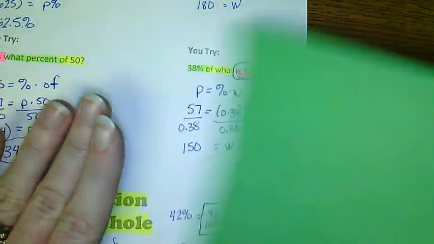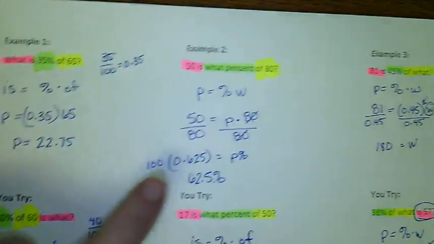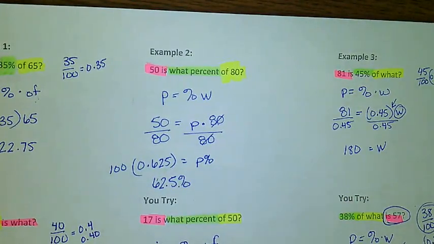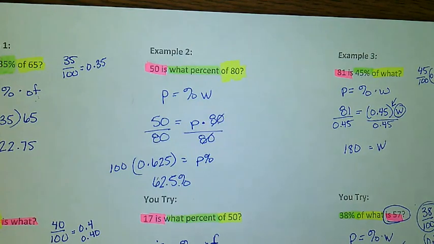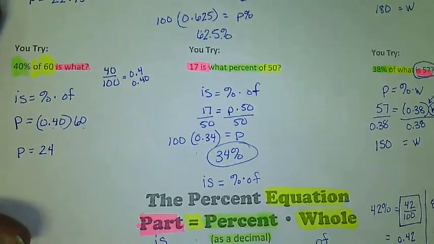So guys and gals, you now have a completed example of all three types: missing part, missing percent, missing whole, that you can use on an assessment. Good job. And then you can go back to your agenda to look for the next assignment.